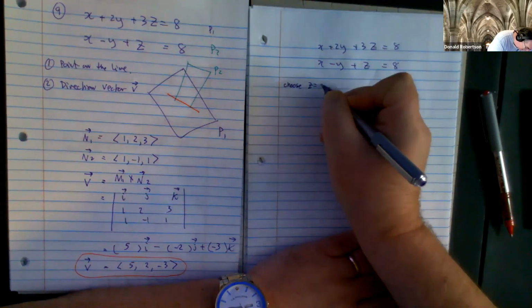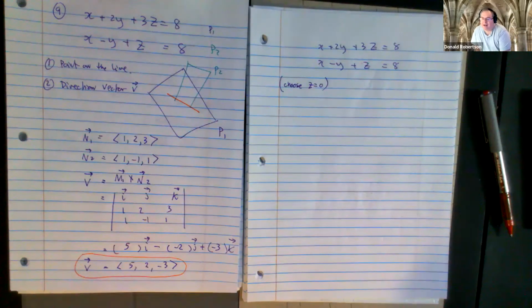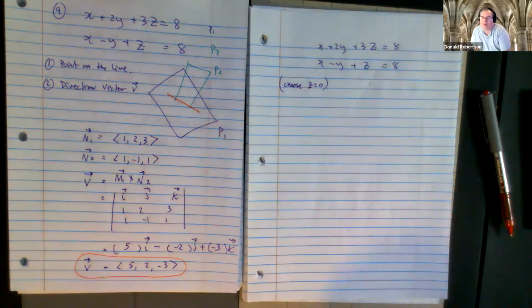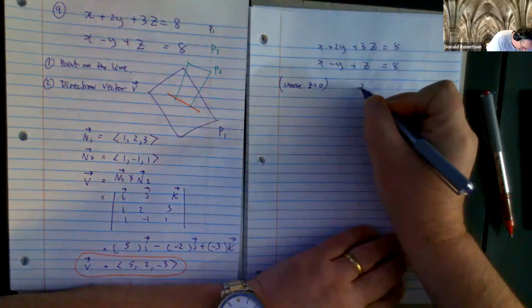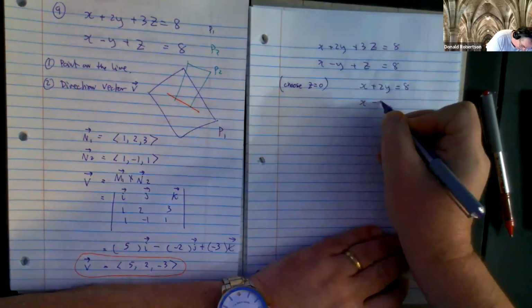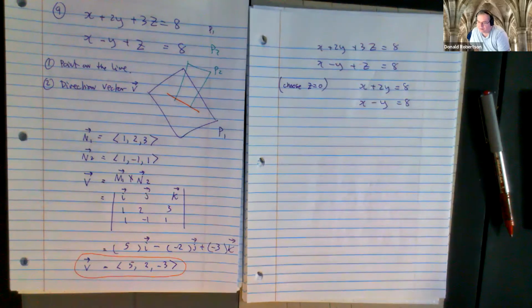I am going to choose to make z 0. I can't solve a system of equations when there's only 2 equations and 3 unknowns, right? I cannot do that. But if I make z 0, then x plus 2y will be 8, and won't x take away y also, in this case, be 8? And I can solve that system of equations, can't I?